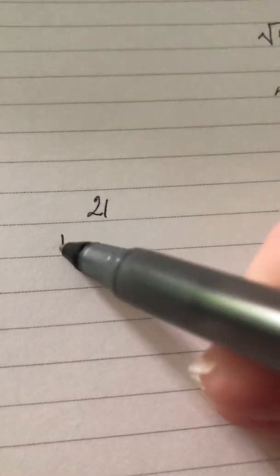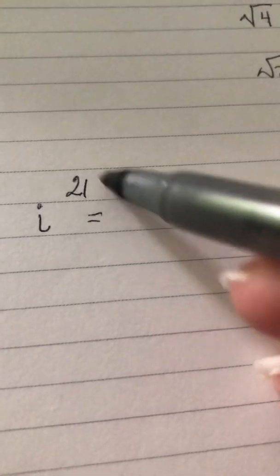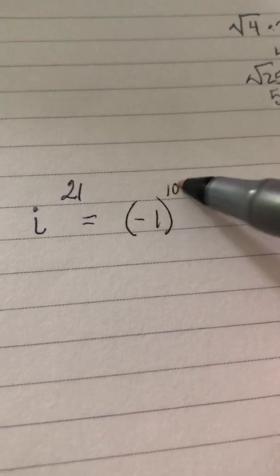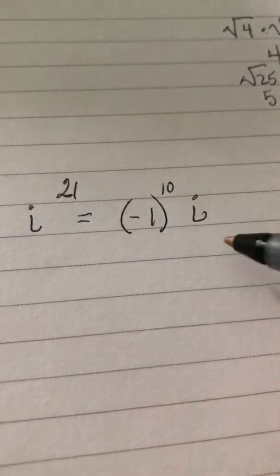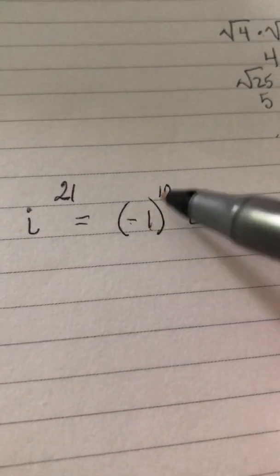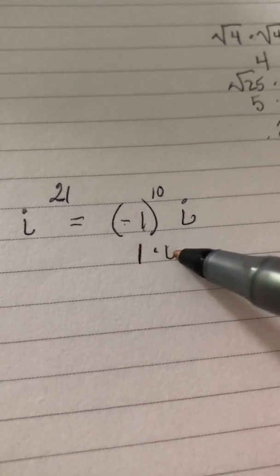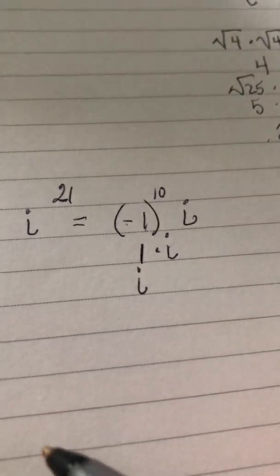If I have i to the 21. Well, cutting this in half doesn't really work. It gives me -1 to the 10th, and I have an extra i left over. I only used 20 of those i's. And so I would take -1 to the 10th, which is +1, times the leftover i. And so that gives just positive i.